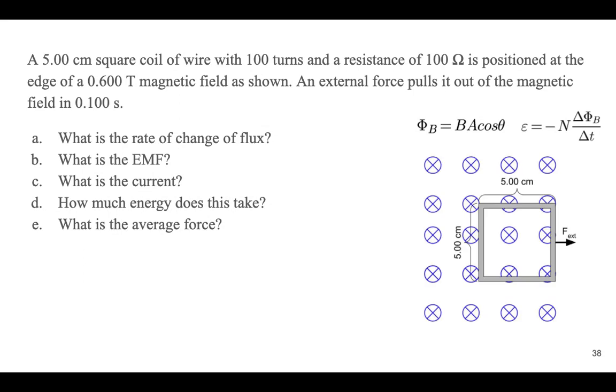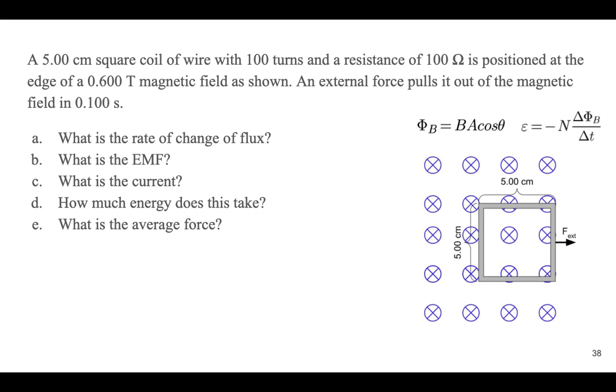So now we're going to do a long multi-step problem that actually applies some math to this stuff. So what do we have here? We have a 5 centimeter square. It's a coil of wire. There's 100 turns in this wire, and the resistance of the whole thing is 100 ohms.